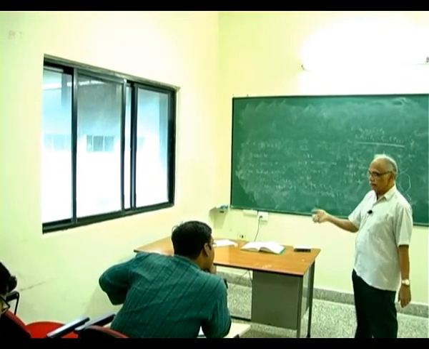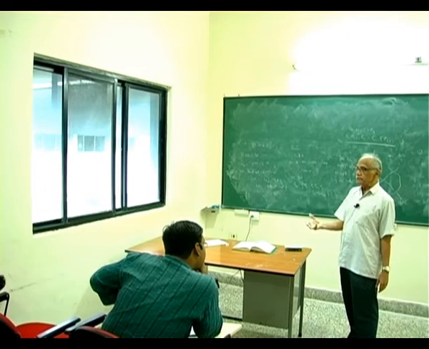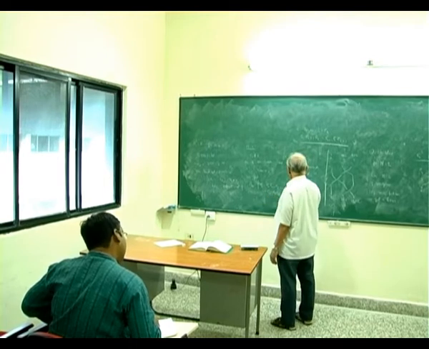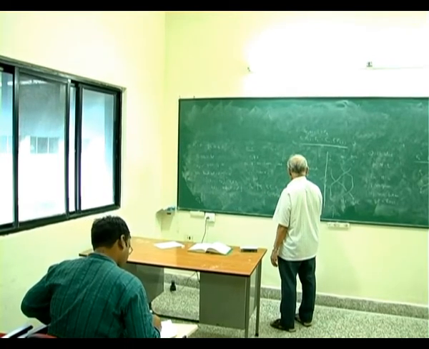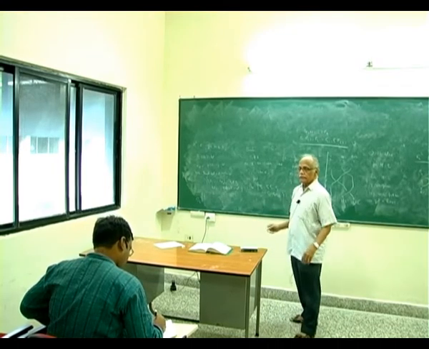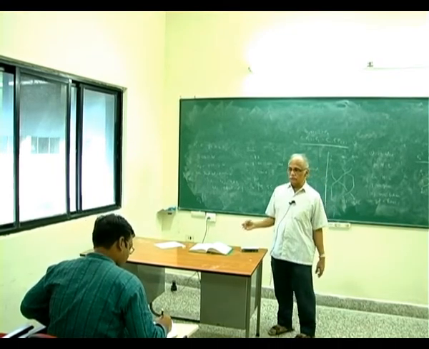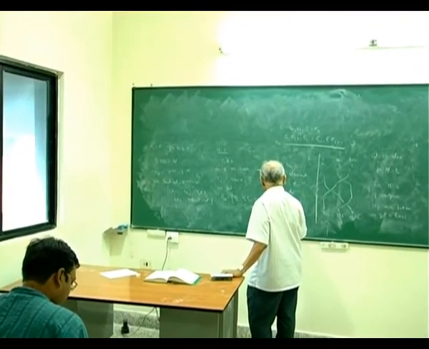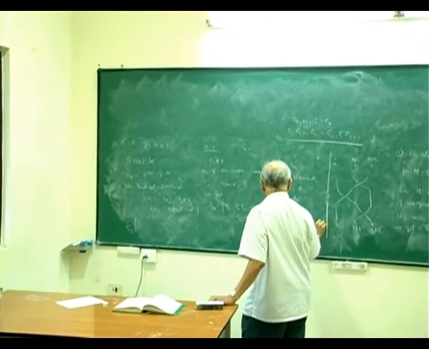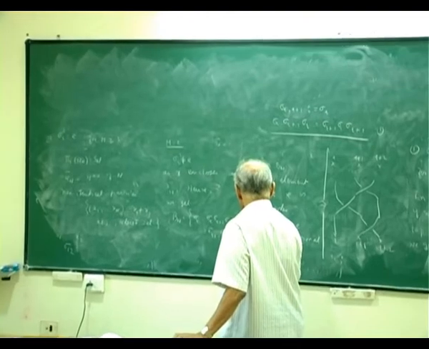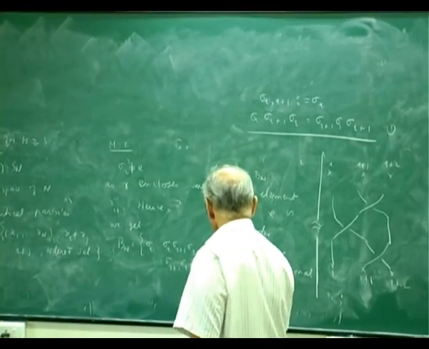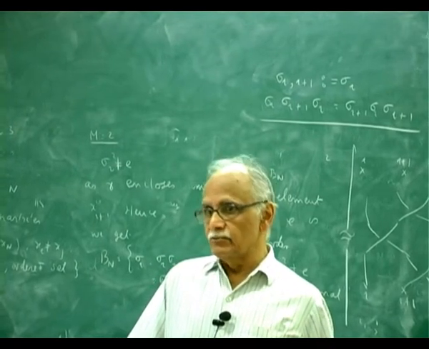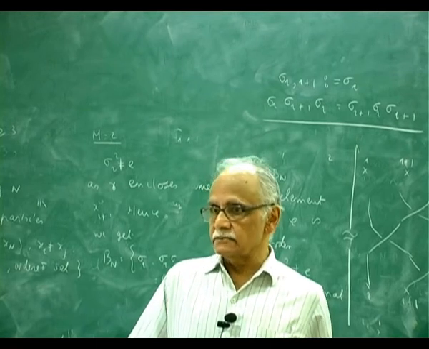For example, sigma I squared: sigma I is a permutation. So with sigma I squared, you get a fractional statistics. If sigma I squared is not identity, that means it's not fermion or boson. We get fractional statistics, because a double permutation doesn't give you 1. This is what gives you fractional statistics.